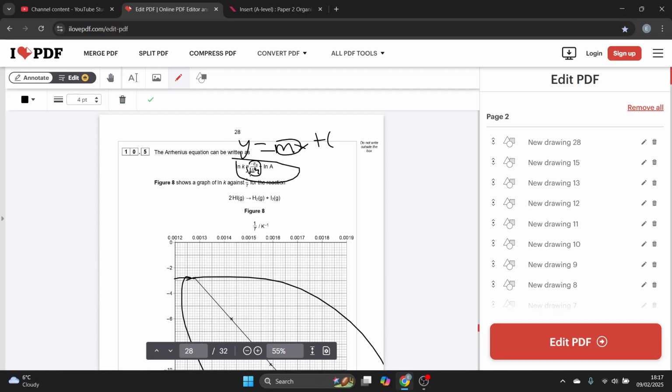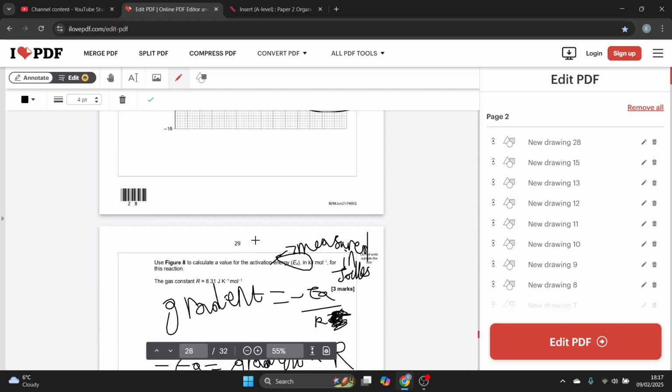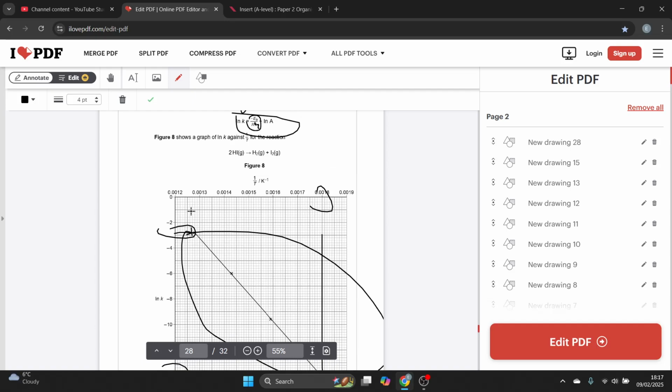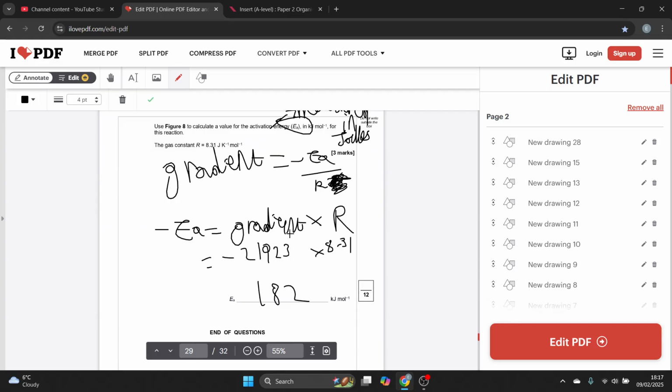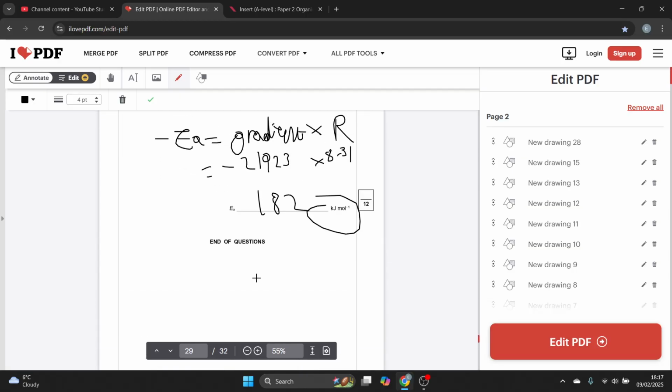So, compared to y equals mx plus c, the gradient is minus EA over RT? No, x is equal to T, therefore the gradient is minus EA over R. Rearrange to get minus EA equals gradient times R. How do you find the gradient? y2 minus y1 over x2 minus x1. I just did this: that point there minus that point over this point minus that point, times R, and then the negatives cancel out, and then divide by 1,000 because you want it in kilojoules per mole, and activation energy is measured in joules. And that is the end of the past paper.